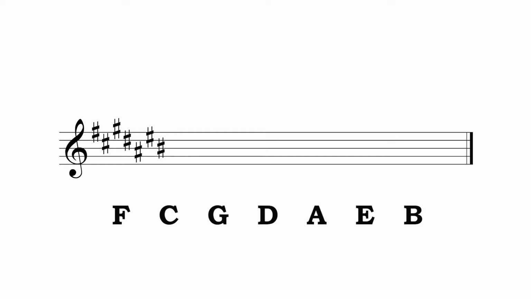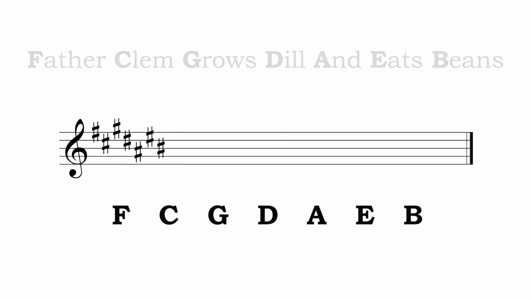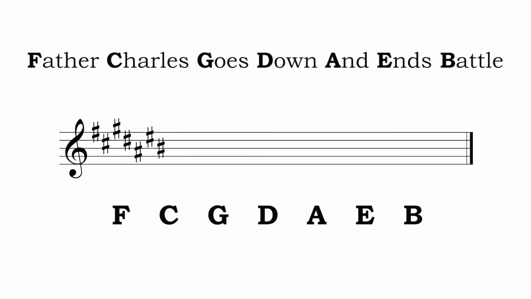Here are two different phrases to help remember the order of sharps. Father Clem grows dill and eats beans. Another is Father Charles goes down and ends battle.